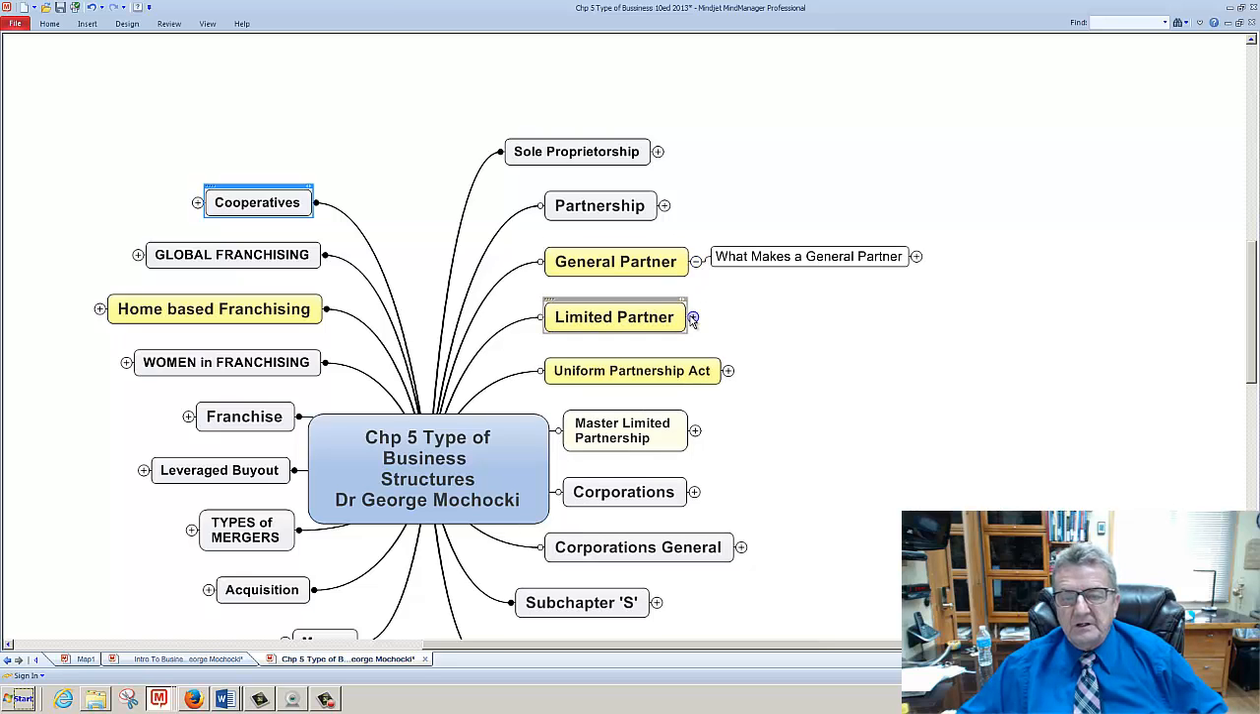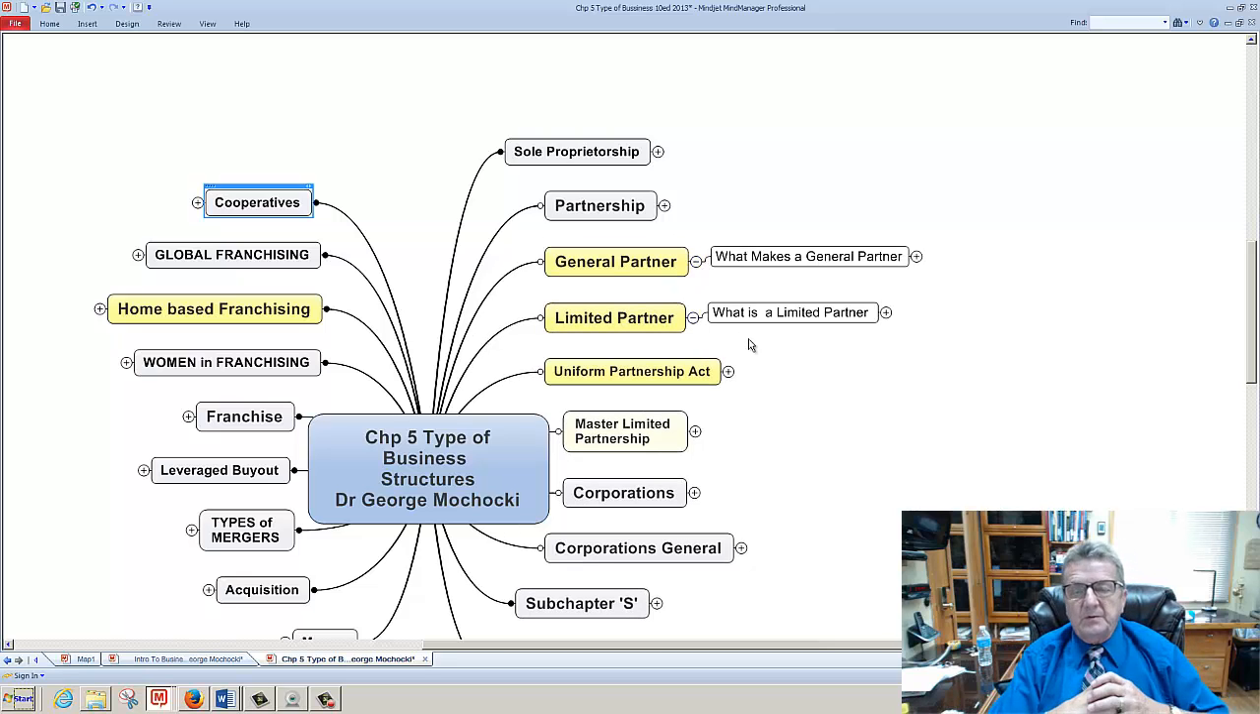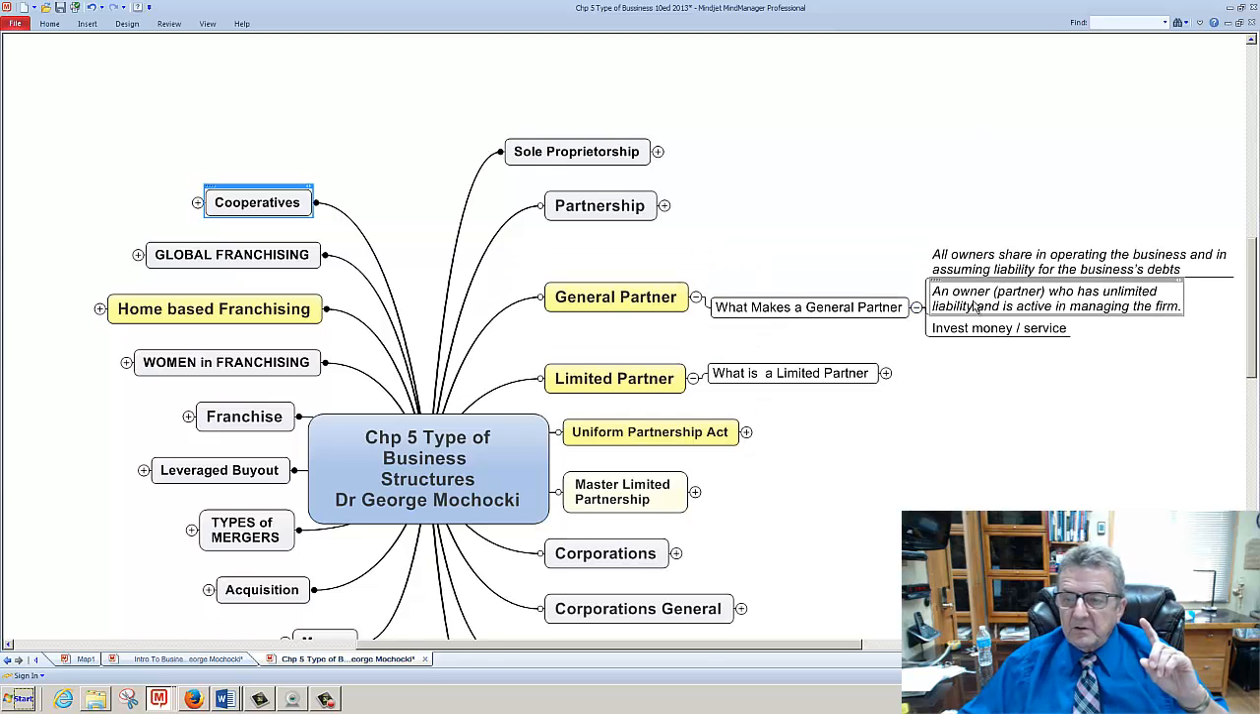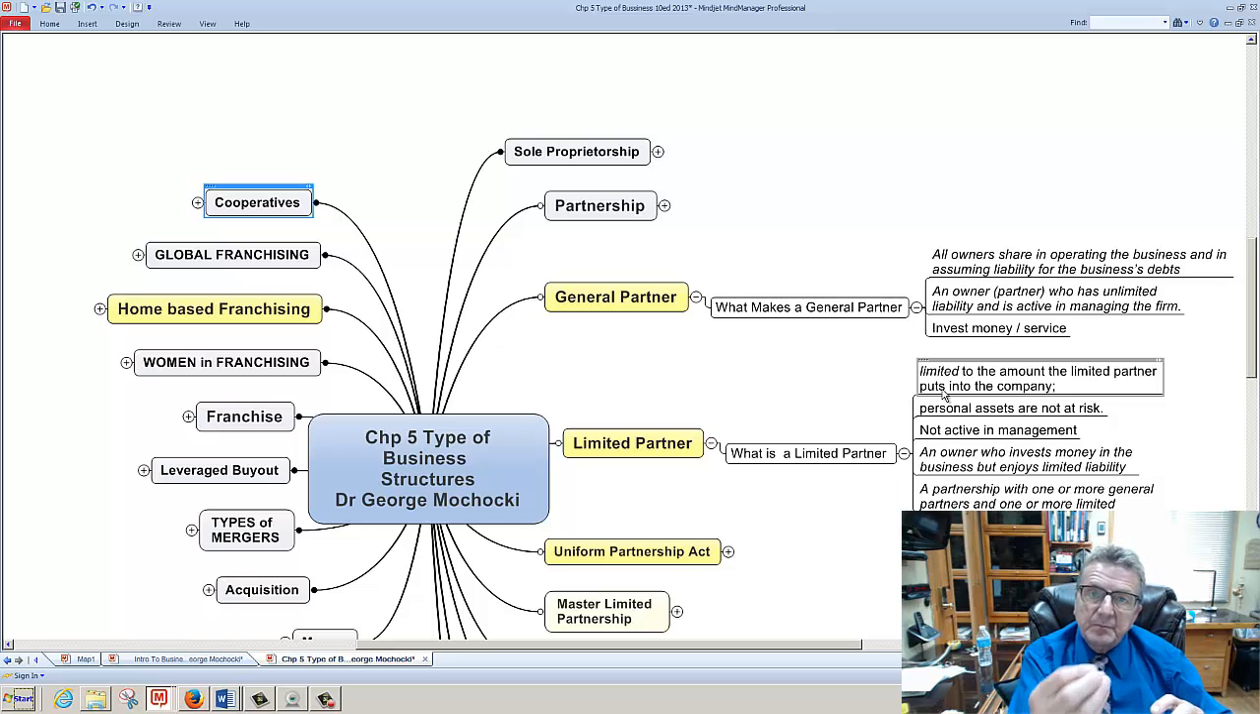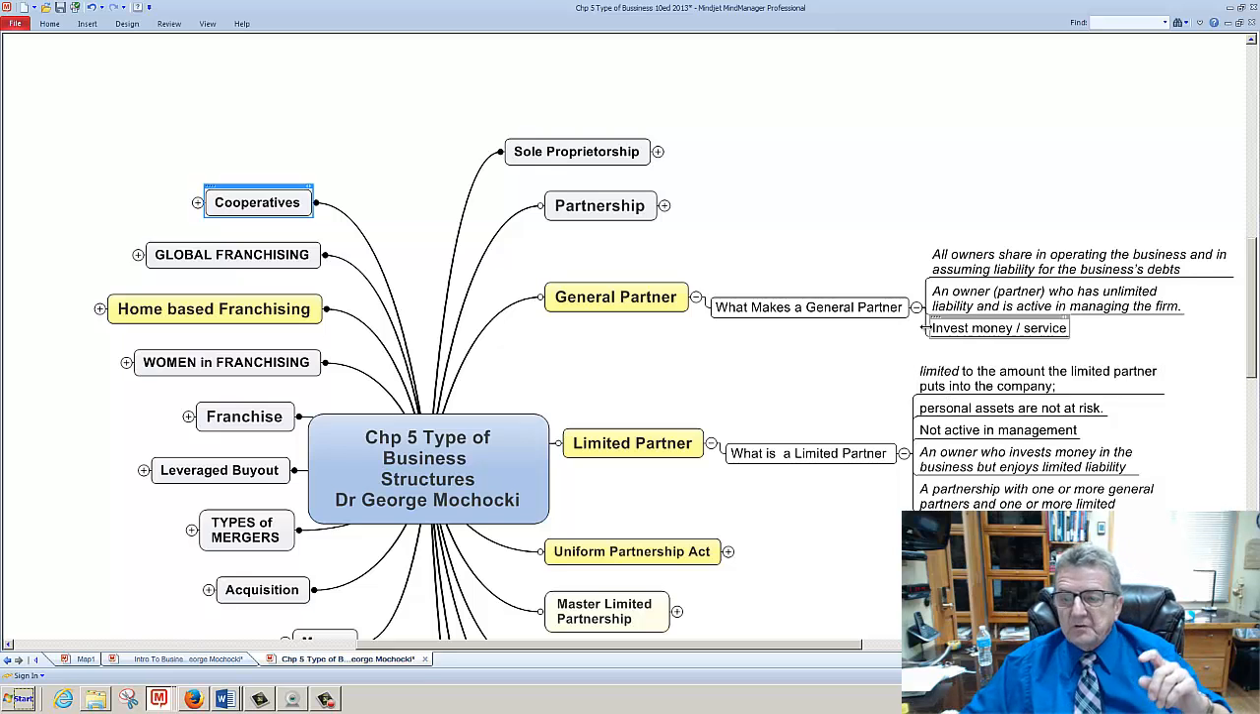Now, a general partner and a limited partner. You have to know the difference. The biggest thing with a general partner is that he or she has unlimited liability, is active in managing the firm, and invests money and service. That's a general partner. A limited partner, I don't do anything with the management. I just, like a stockholder, provide capital to the business, and at the end of my contractual agreement, within a year or whatever, you'll return my investment with interest, so it'll come back to me larger than it was, remember? So those two things make it different.